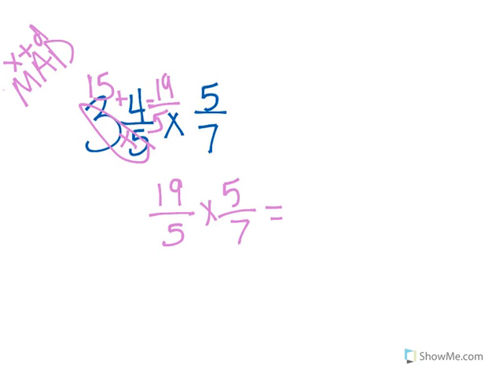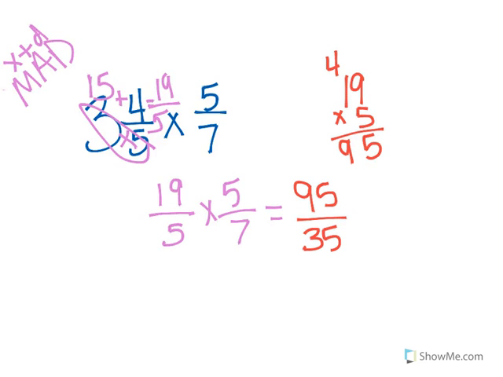Now, we are going to do top times top, bottom times bottom, if we're not canceling, which we might not be there yet. So I'm going to do 19 times 5. 5 times 9 is 45. Carry my 4. 5 times 1 is 5, plus 4 is 9, so that's 95 over 35. That is improper. So what must I do? Divide to turn it into a mixed number. So I'm going to do 95 divided by 35.